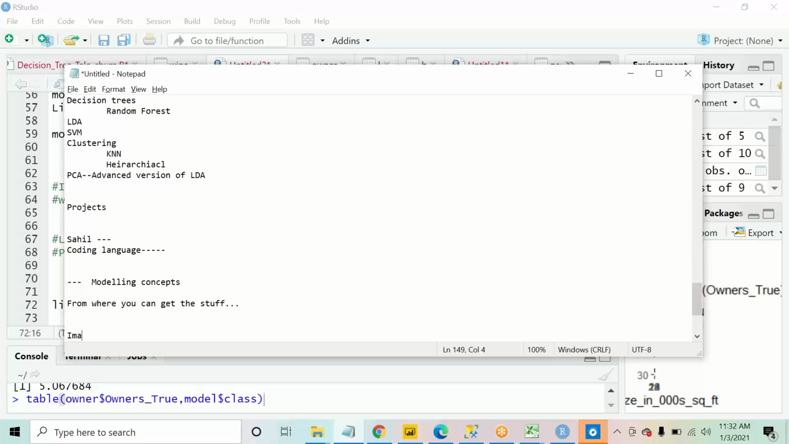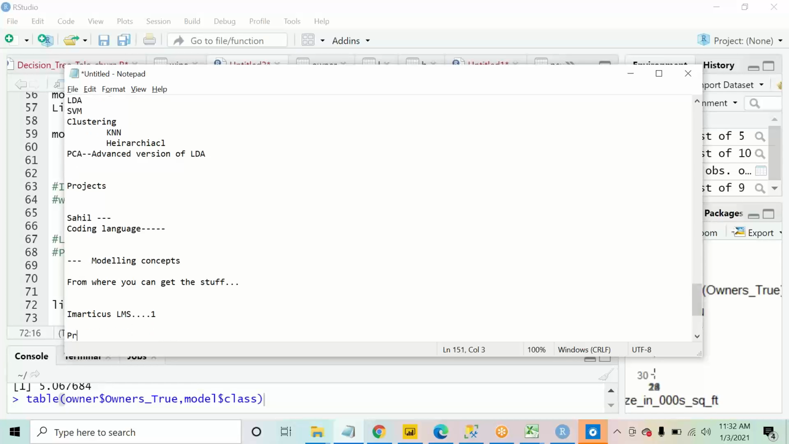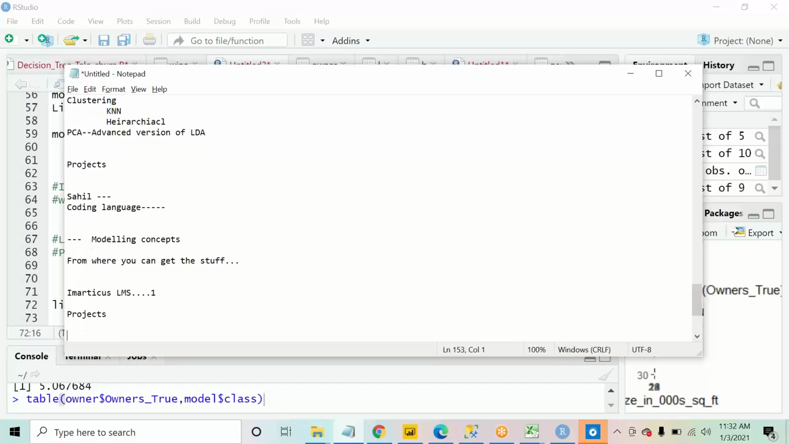If you go on to your Ematicus LMS, you will find a lot of practice questions over there, right? You will find a lot of quizzes also over there. That is one thing. Then you have the projects that we worked upon during the in-class sessions, right? There is material on Google Drive that I've already placed, which has the stuff related to everything, right?